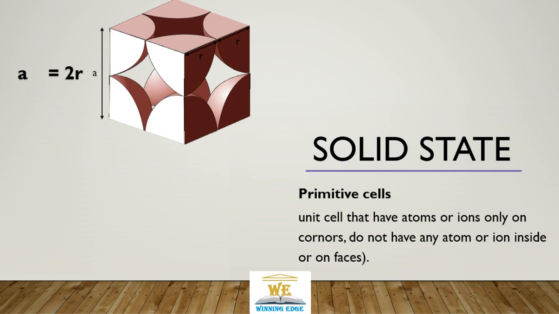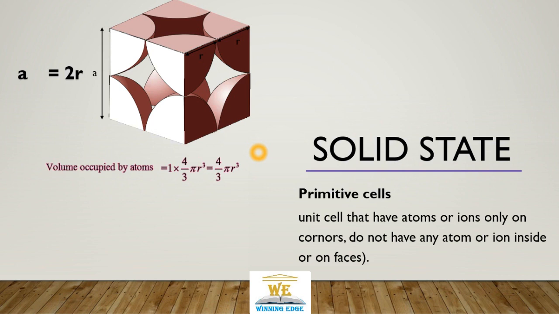Here a is equivalent to 2 radii. Here we see 1 radius, 2 radii, and all atoms are identical and touching each other, so a is equal to 2r. The volume occupied by the atom is equal to 1 atom per unit cell into 4 by 3 pi r cube, that is the total volume occupied by the atom.